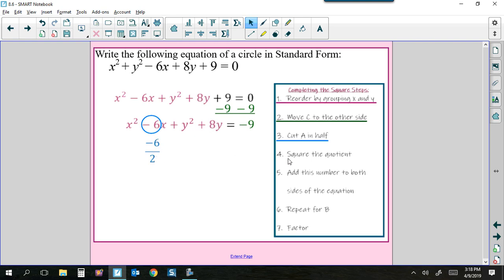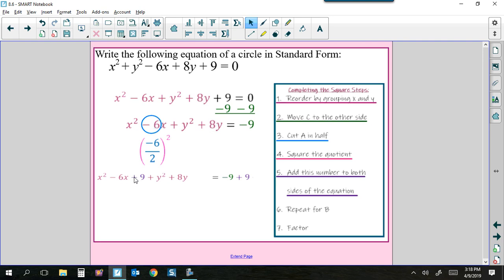And then immediately right after you cut the a in half, you are going to square the quotient, or square the answer. So we know that negative 6 over 2 is negative 3. And negative 3 times negative 3 is going to give me a positive 9. You are going to take that positive 9 and put it in that space. So it's going to go in between that negative 6x and that positive y squared.